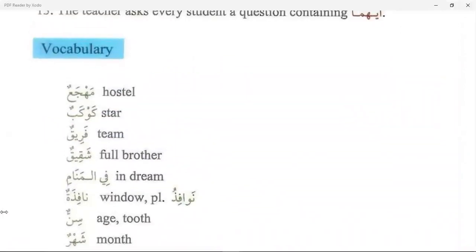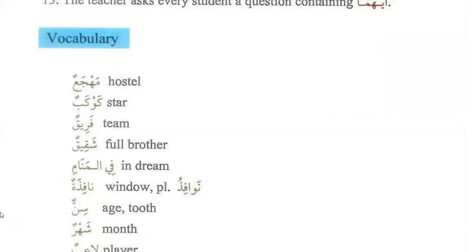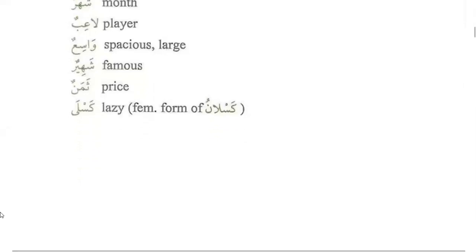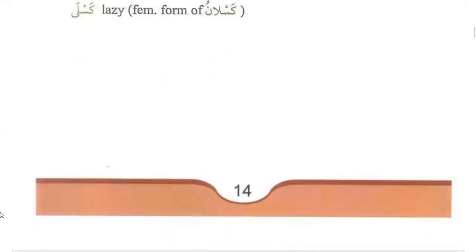Next vocabulary, Kinza. Hostel, mahjaun. Star, kokabun. Team, rukun. Full brother, shakikun. In dream, fil manami. Window, nafizatun, plural of nafizun. Age, sinun. Month, shahrun. Player, laibun. Spacious, large, wasiun. Famous, shahirun. Price, amanun. Lazy, kasla.